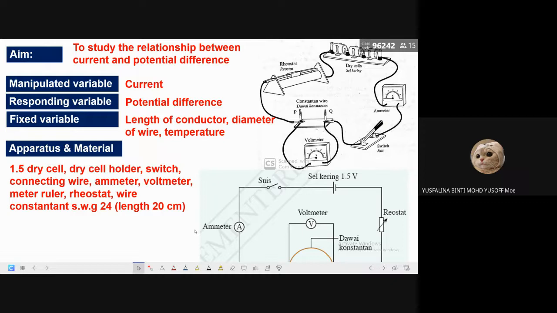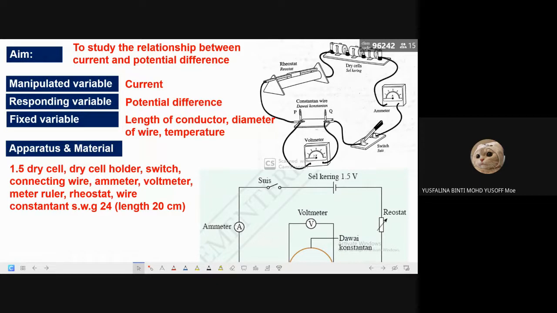Remember, the voltmeter always has to be parallel to the apparatus. So let's say you want to find the voltage for the constantan wire. You need to put the voltmeter parallel to it. And the ammeter should be in series like this. It cannot be parallel. If you put it wrongly, the voltmeter will be broken and you cannot use it anymore. So you have to make sure your voltmeter is parallel.